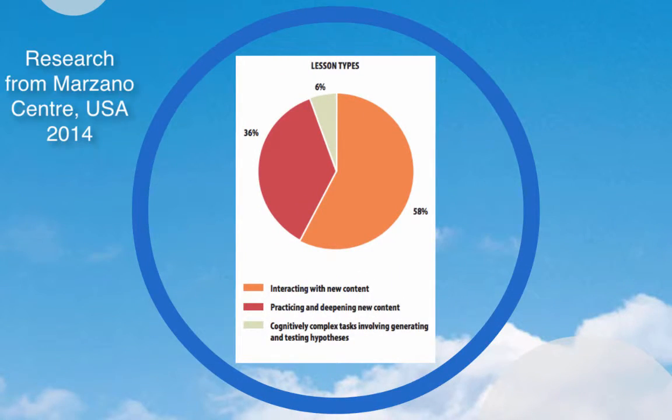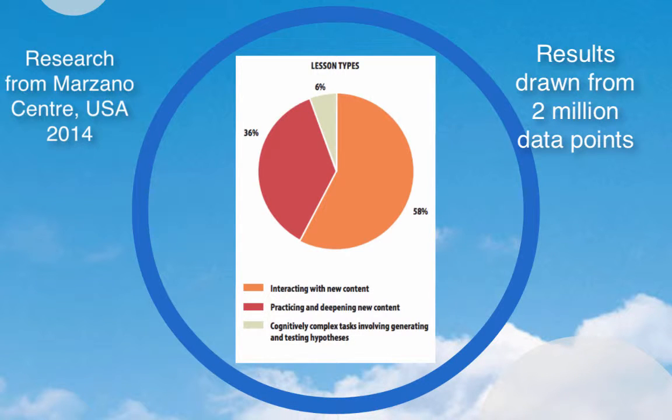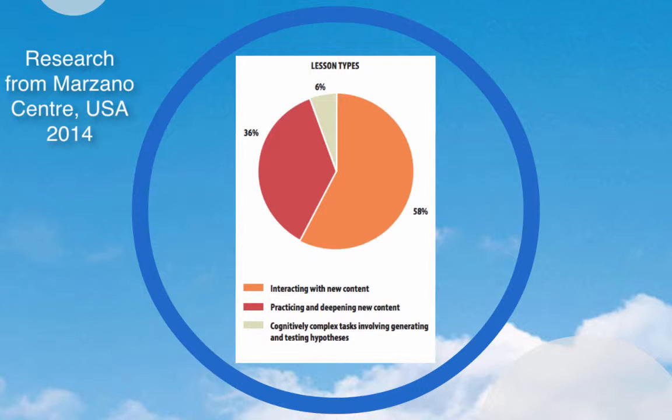So where does the research sit with all this? The graph you're looking at here is from some research that was done in 2014 in the US. 2 million data points were accessed to come up with this information. And what it's showing, as you can see, is that the majority of class time is still being used either to present new content to students or to give them an opportunity to practice that content.